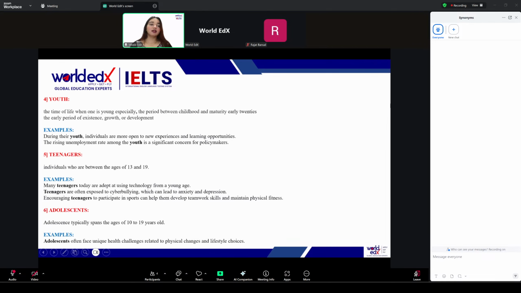Okay. So here is just an explanation of youth. The time of life one is young, especially the period between childhood and maturity. There's another term that we use, recalcitrant. All the teenagers in a way or the other are recalcitrant. Recalcitrant is something that you can use when you want to say a very adamant child, or a very not easily convinced child. So these kinds of people are recalcitrant. Recalcitrant is definitely a word that you can use in the speaking section.